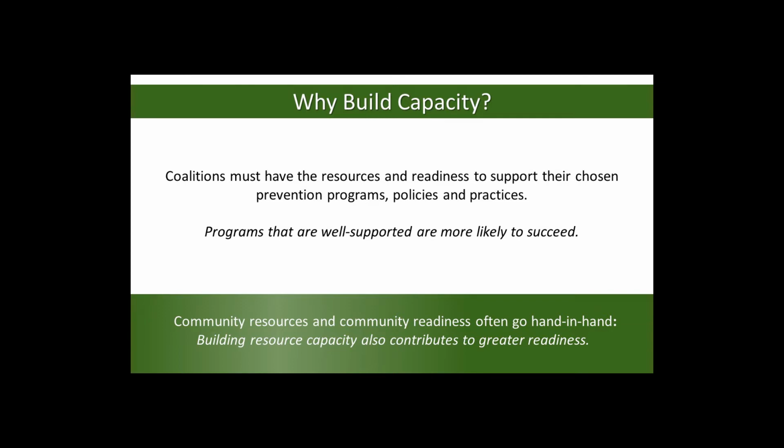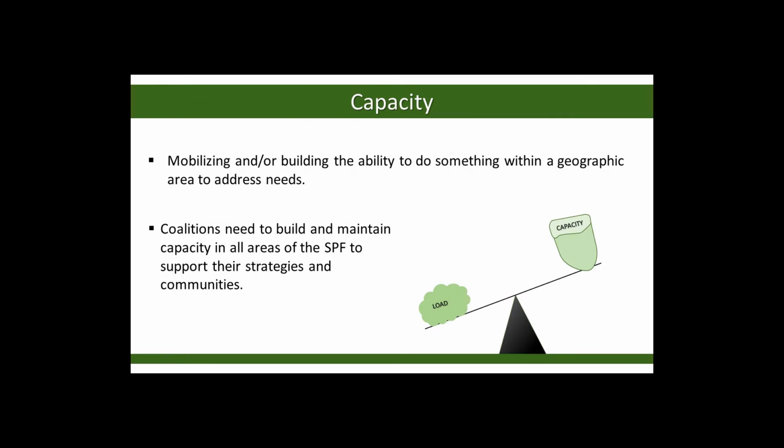For example, when key stakeholders are engaged in solving problems, they often mobilize other community members, thereby preparing more people in the community to have buy-in and engage in the efforts. The more buy-in you have from community stakeholders, the higher the likelihood of success for implementation and sustainability of the efforts and the positive outcomes. Capacity includes mobilizing and building the ability to make a positive change in your community.